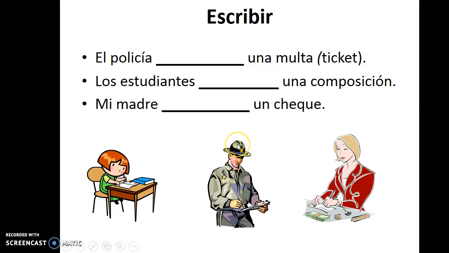Los estudiantes. Now here we have a picture of one student, but the sentence is about many students. So los estudiantes escriben una composición. And lastly we have mi madre, un cheque. So just like policía is a singular, so mi madre escribe un cheque.